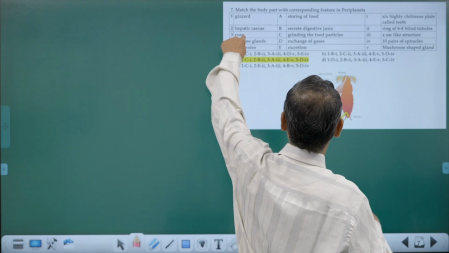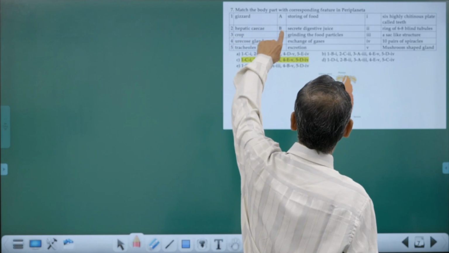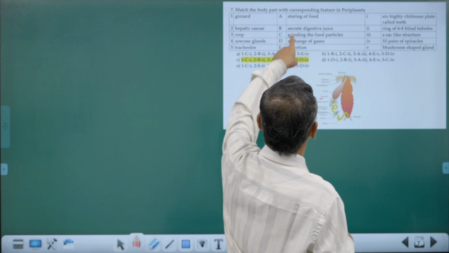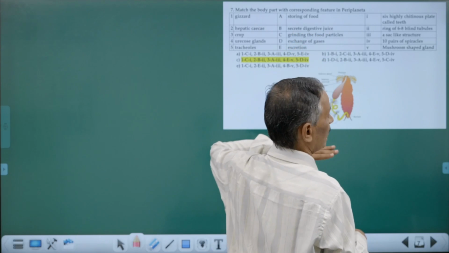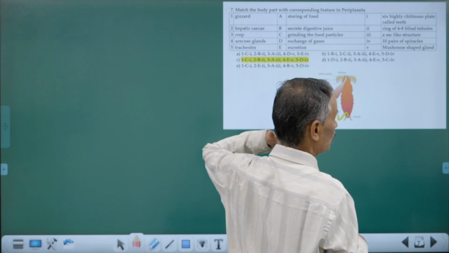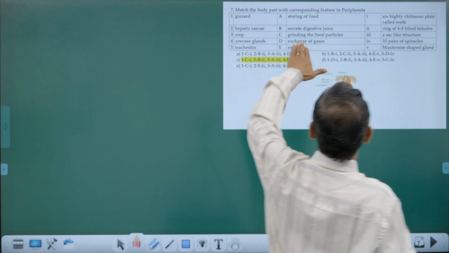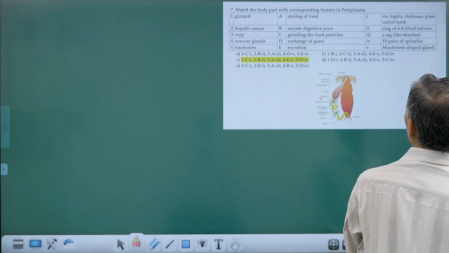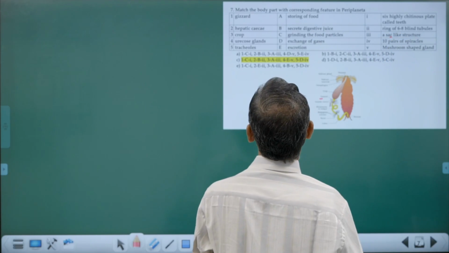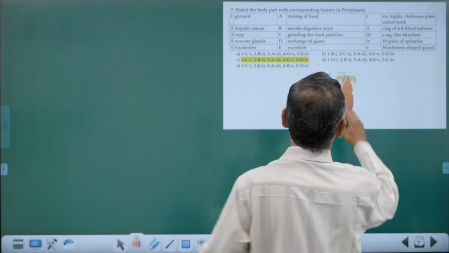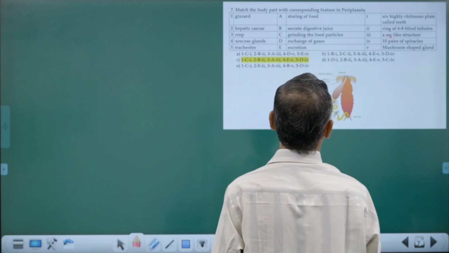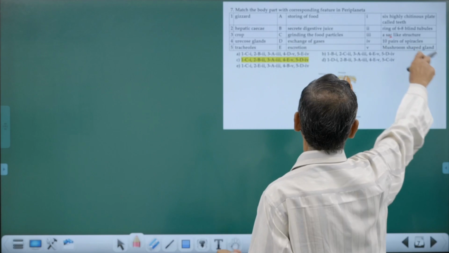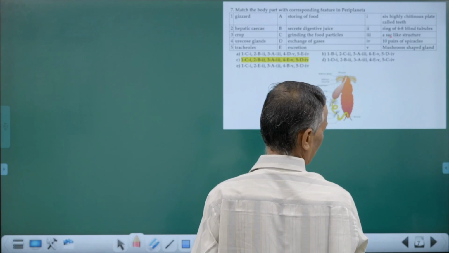Now, hepatic caeca, second point. It is present around the gizzard, secrete digestive juice. That is why it is called hepatic. That is similar to that of our liver. Hepatic, secreting a ring of 6 to 8 blind tubules. Okay. Then what is crop? The largest part. Storing of food. So we came to the answer immediately without even going to such complicated options.